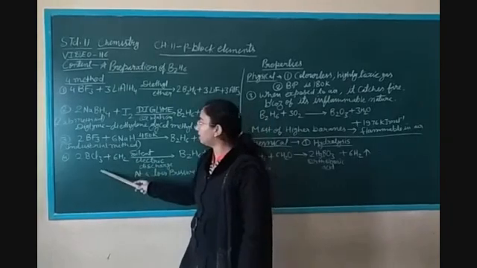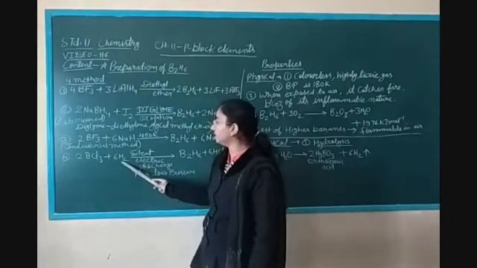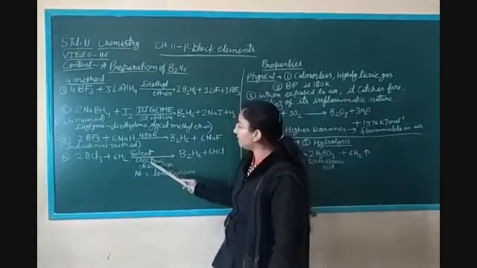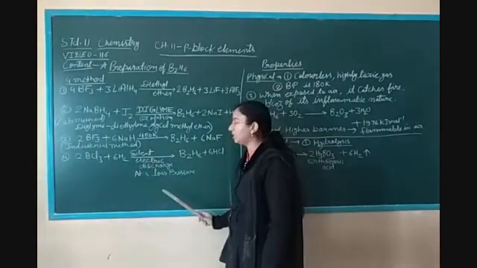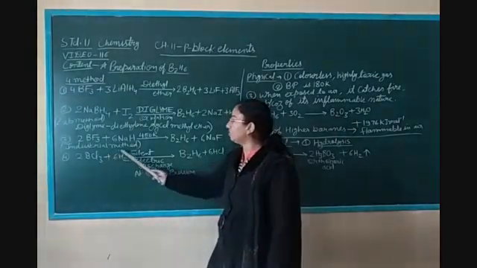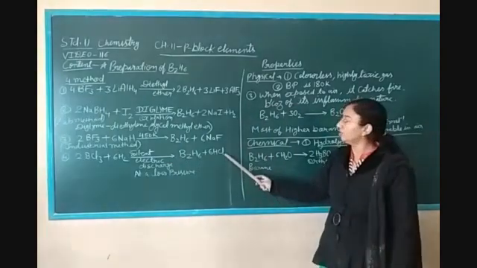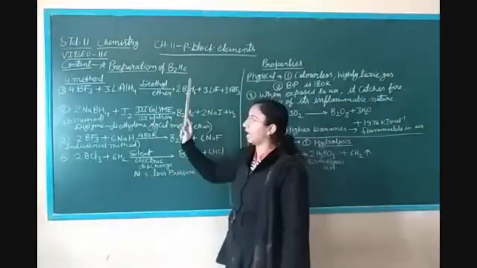The fourth method is boron trichloride BCl3 reacting with hydrogen under silent electric discharge at low pressure. So BCl3 reacts with hydrogen and converts into diborane, and the remaining product is HCl. So there are four methods for the preparation of diborane.